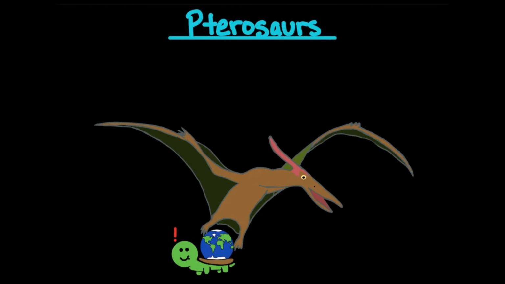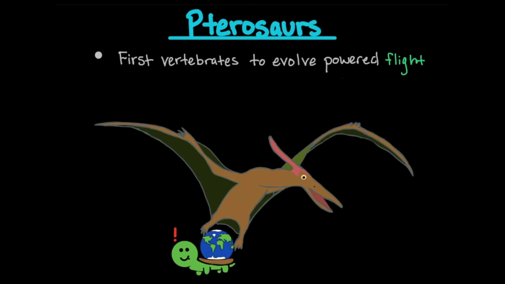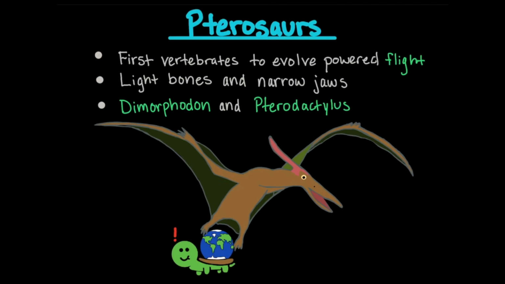Pterosaurs evolved in the late Triassic but diversified in the Jurassic. They were the first vertebrates to evolve flight. They had light bones and narrow jaws. These jaws were most likely for catching fish. Examples included Dimorphodon and Pterodactylus. As a reminder, none of these reptiles were dinosaurs. We'll focus on dinosaurs in future videos.